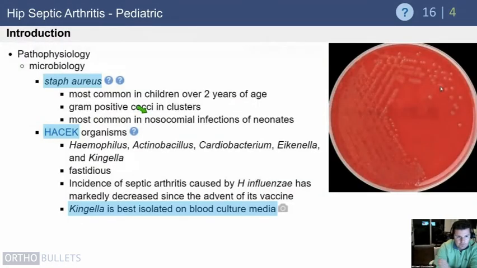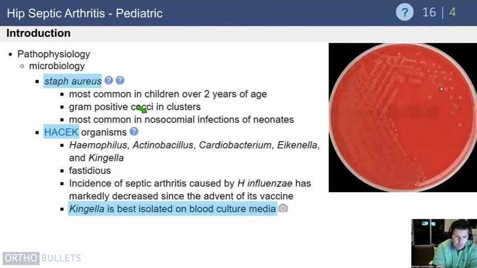So just as these questions try to look at, Staph aureus is the most common organism in kids over the age of 2. It is a gram-positive coccus in clusters. And again, this does come up as the most common in nosocomial infections of neonates, although you do need to look for gram-negatives as well.